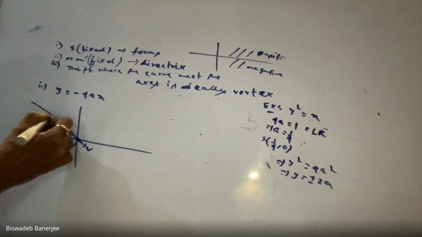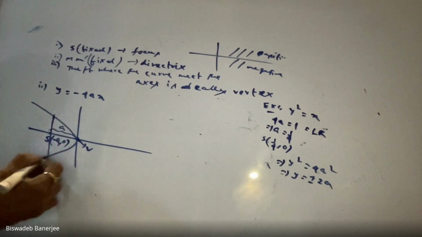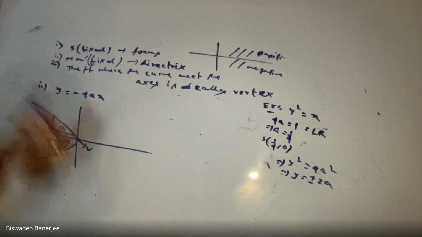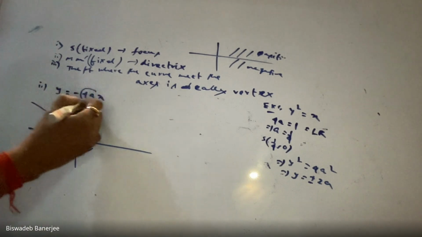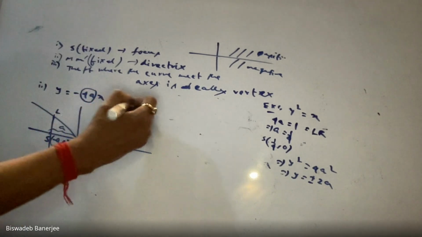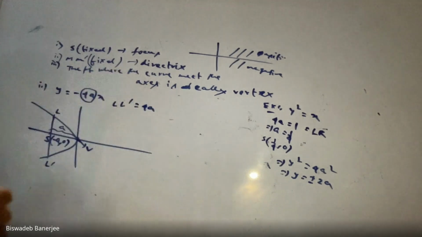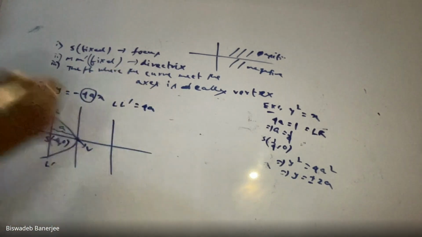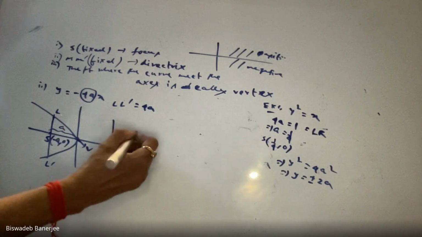And this is my latus rectum. And this length is again 4a. Here my length of latus rectum, LL dash, is 4a. So nothing is changed. Here the directrix will be here. Sorry, there is my directrix.